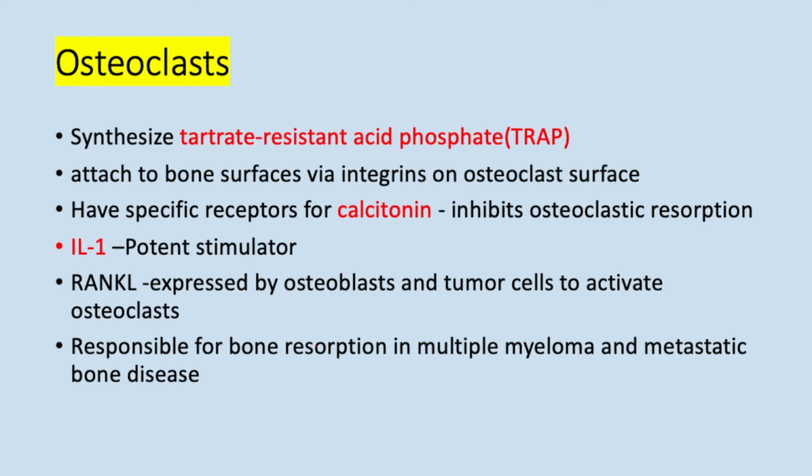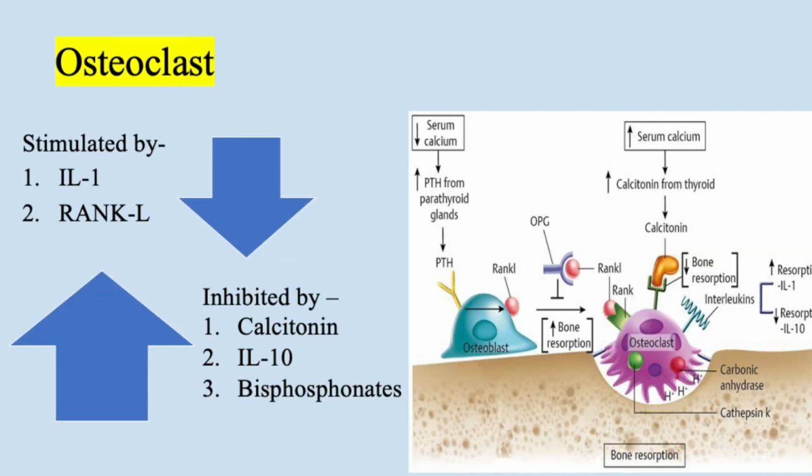It breaks down the mineral portion of the bones. Osteoclasts attach to the bone surface via integrins on the osteoclast surface, and have a specific receptor for calcitonin, which inhibits osteoclast resorption. Interleukin-1 is a potent stimulator and is found to have a role in osteoarthritis. RANKL, expressed by osteoblasts and tumor cells, activates osteoclasts, responsible for bone resorption in multiple myeloma and metastatic bone disease. So the osteoclast is stimulated by interleukin-1 and RANKL, and inhibited by calcitonin, interleukin-10, and bisphosphonates.